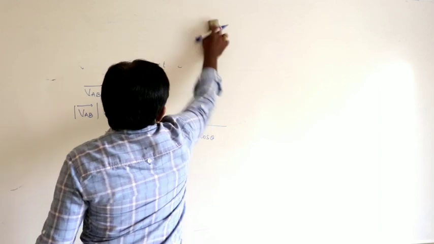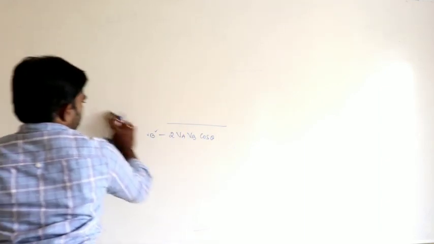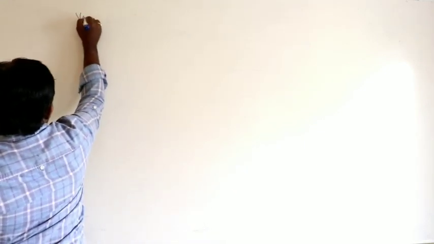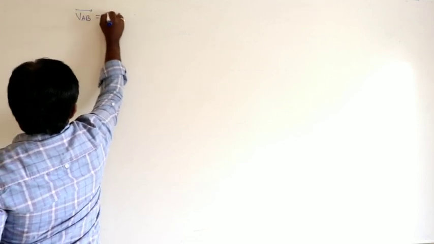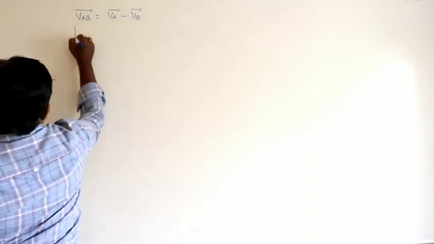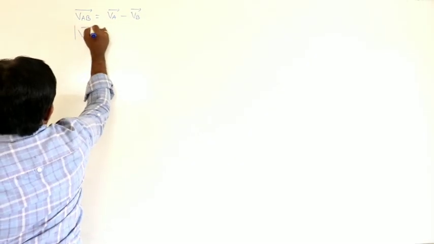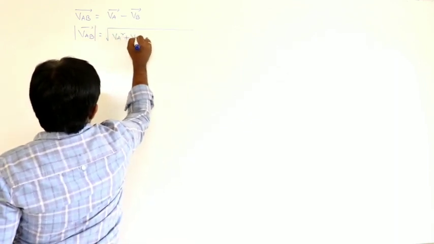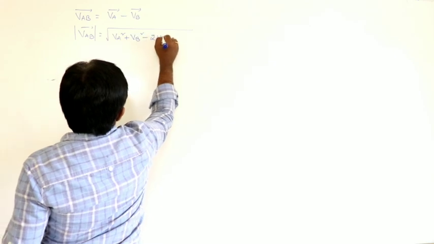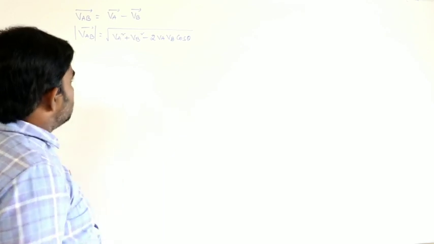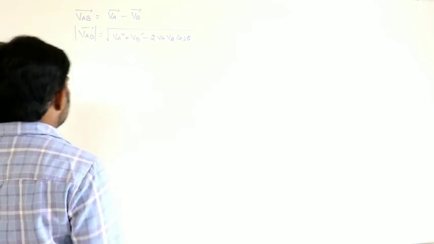See here. VAB bar is equal to VA bar minus VB bar. Its magnitude can be written as under root VA square plus VB square minus 2VA VB cos theta.